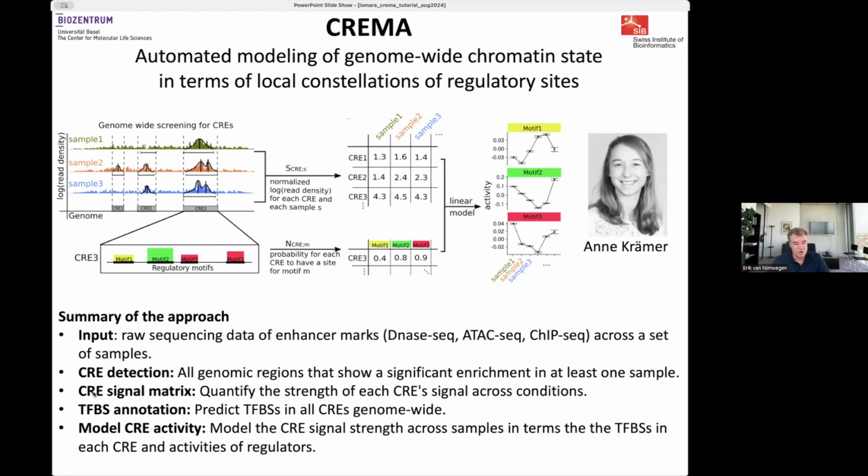Then we're going to quantify each CRE, how active is it in each sample from this data. We're going to predict binding sites for transcription factors within each of these cis-regulatory elements. And then we're going to finally use the same kind of model as we used for MARA to model the activity of these cis-regulatory elements across the samples in terms of these predicted binding sites. Okay, so I will now take you through all the steps. So the first step is taking the raw sequencing data and use it to detect all the CREs in each sample genome-wide.